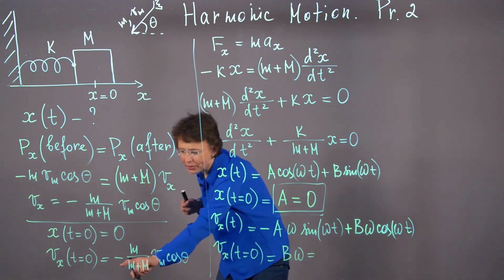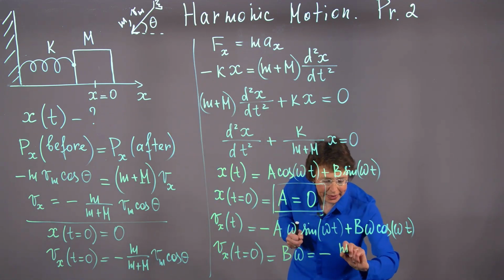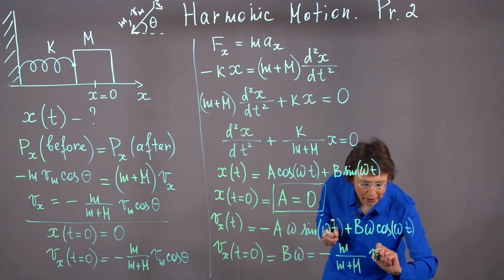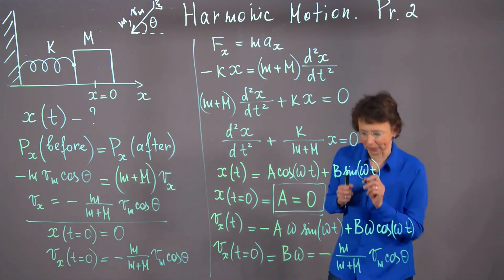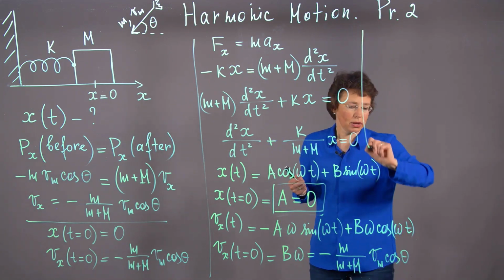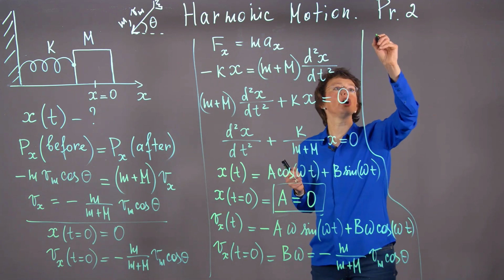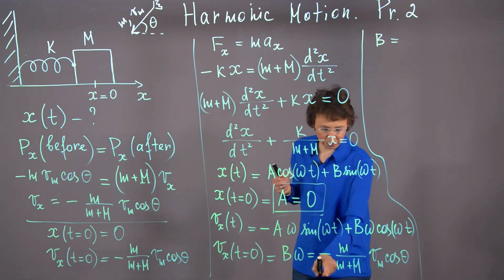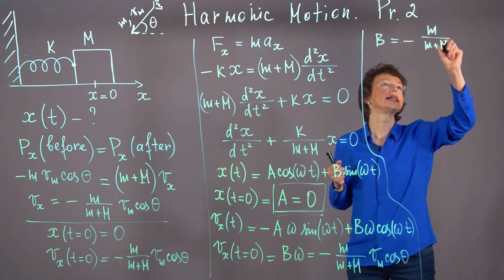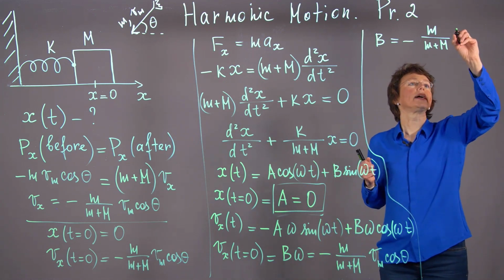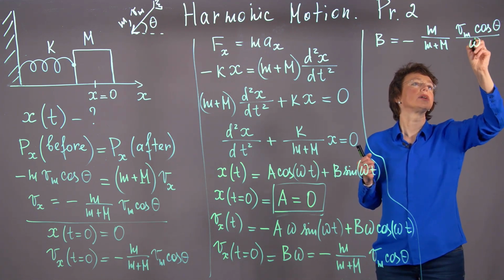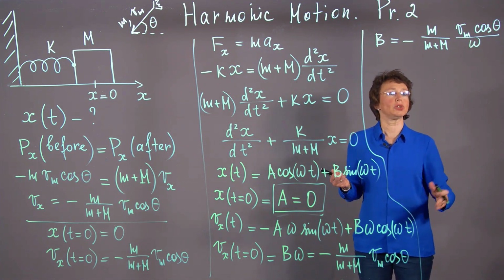And at the same time, this guy is equal to minus m over m plus m, and then Vm cosine theta. We found a and we almost found b. So if we knew omega, we would know what b is, because b from this equation is minus m divided by m plus m, and then Vm cosine theta divided by omega. All we need to do is find omega.